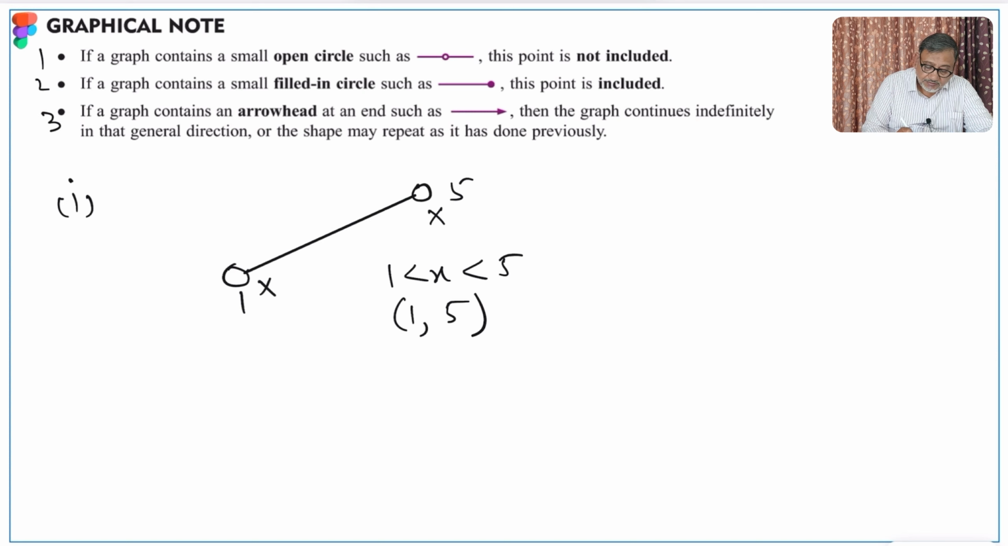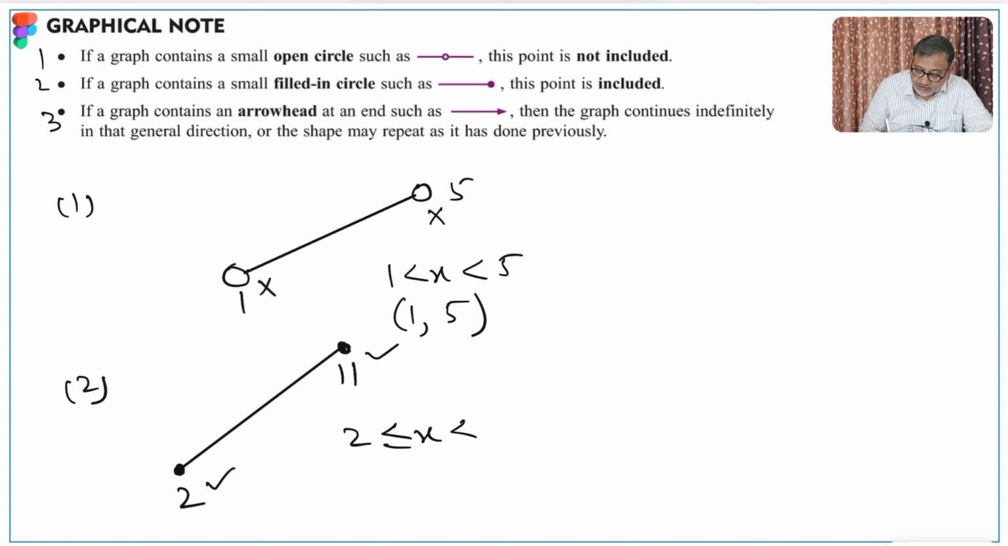Now second example, where it says the graph contains a small filled in circle, such as this one. I will draw one graph, and on the graph I will have filled circles from 2 to 11. So here 2 is included, 11 is included. So 2 is less than or equal to x less than or equal to 11, or I can write the closed interval [2, 11], and close the bracket.